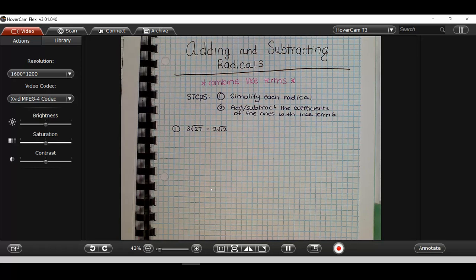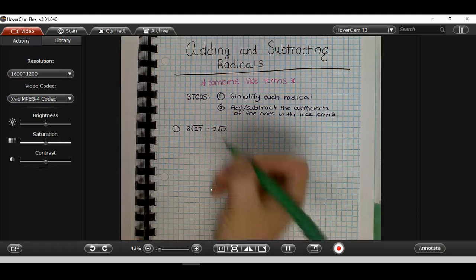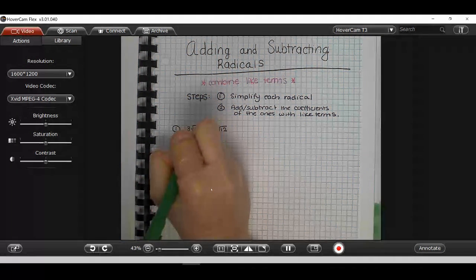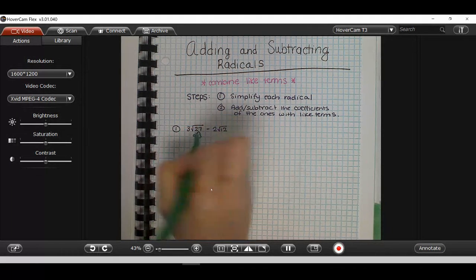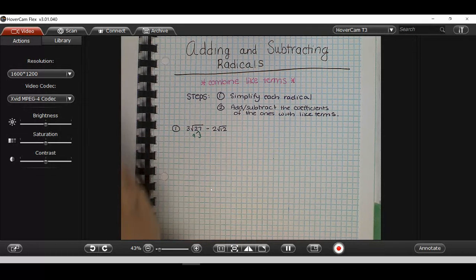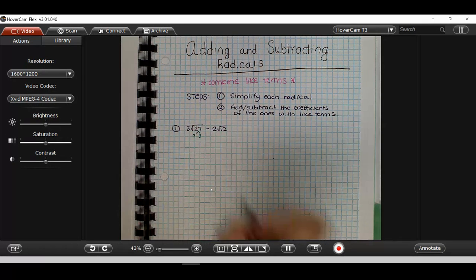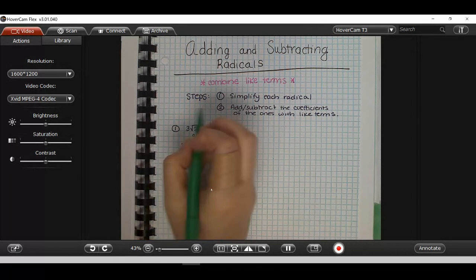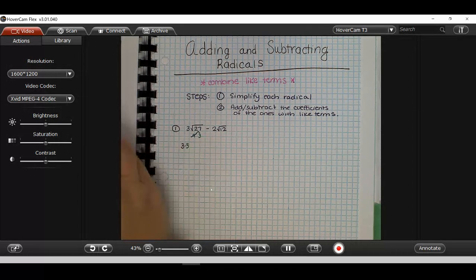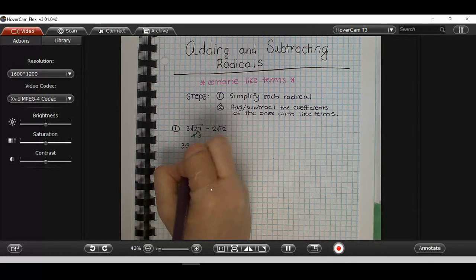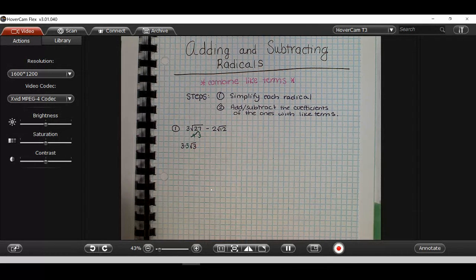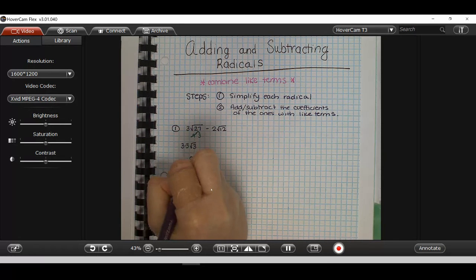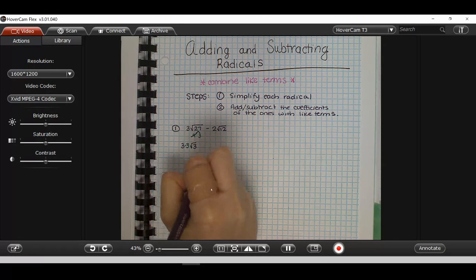Well, step one is to simplify each one. You can do this in your head, or the way we talked about in class, but I'm going to say 27 is 9 times 3. I know that 9 is a perfect square, so this 3 is on the outside times the square root of 9, which is 3, and we have a leftover root 3. So completely simplified, we have 9 root 3 minus.